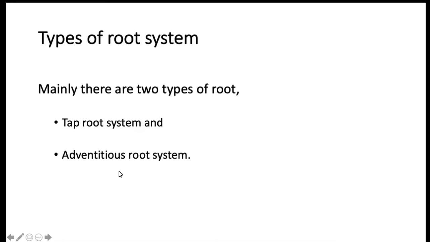If somehow the radical is damaged, or root arises from any part of the plant other than the radical, that is called adventitious root, and the whole system is called the adventitious root system. So be sure, when the root develops from the radical, it is taproot, and the whole system is called the taproot system. And if roots arise from any part other than the radical, because the radical is damaged or didn't grow, they form roots from other parts of the plant. This is called the adventitious root system.